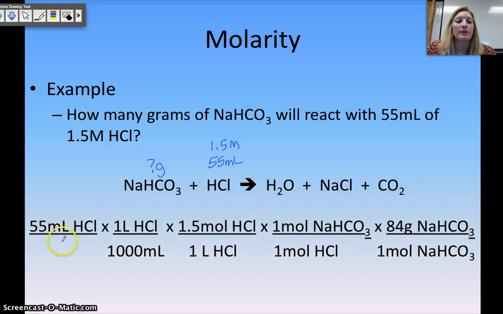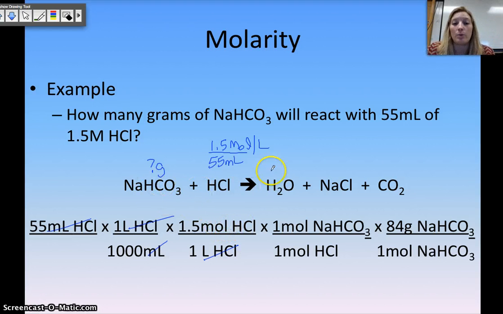So if we start with our 55 milliliters, our pathway involves moles per liter, so we have to convert milliliters to liters. 1,000 milliliters in every 1 liter. And then we can use our molarity, because molarity is moles per liter. We need our liters on bottom. We always have 1 liter, and we have 1.5 moles of HCl. So 1.5 moles for every 1 liter. Liters cancel.